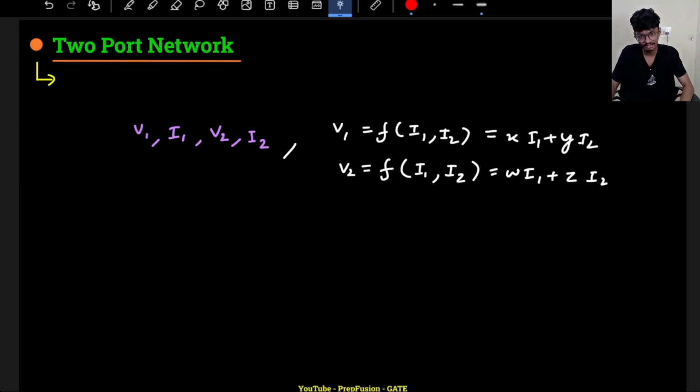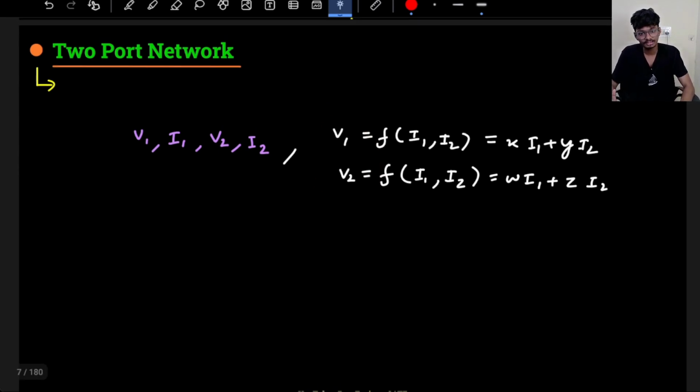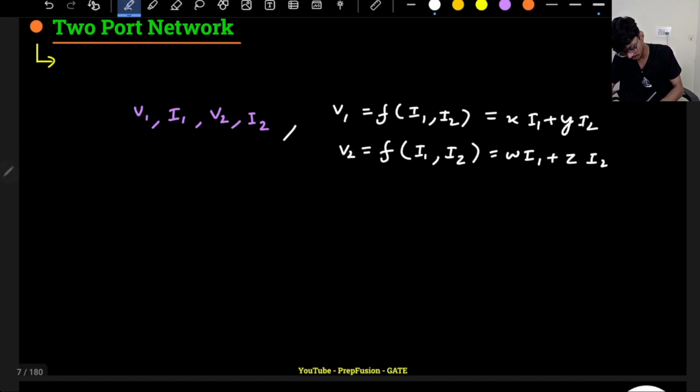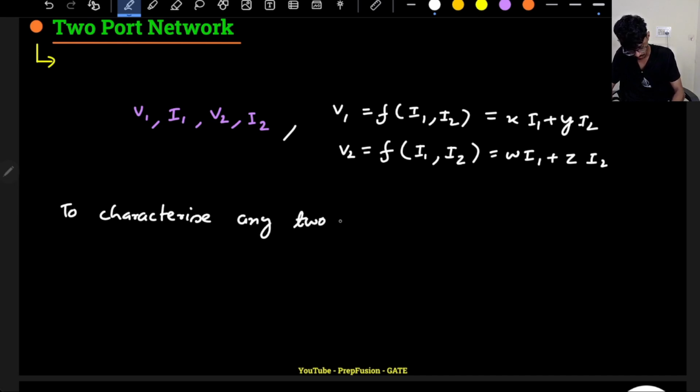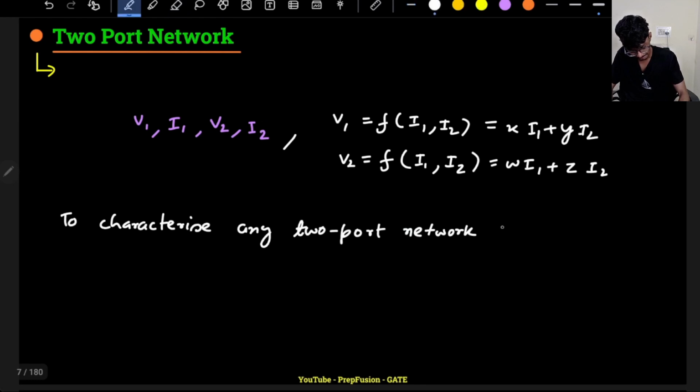So basically, to characterize any two-port network, we relate the terminal conditions.